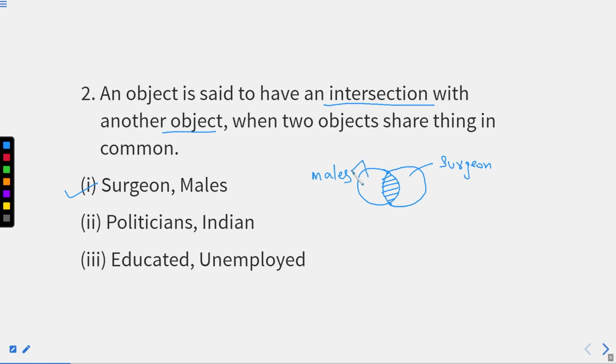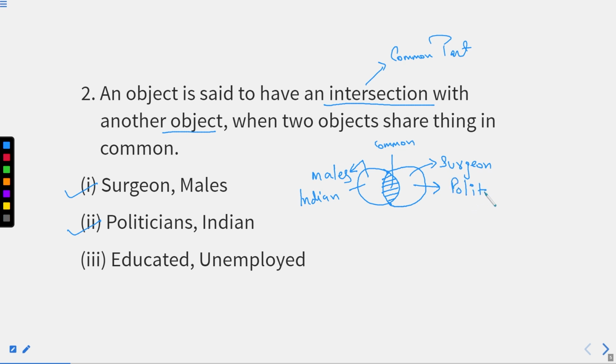But there are possibilities that a few males are surgeons as well. So this represents male and this represents surgeon, and the center part is the common part, right? Which we call the intersection. Intersection means the common part, right? I hope this is clear. Now we'll read the second part, that is politician and Indian, right? Let's say this circle represents Indian and this circle represents politician, right?